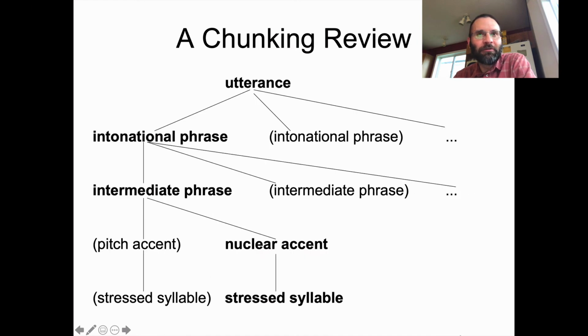Most of what I would rely on is trying to get a sense of whether or not you hear that brief pause in the middle of an utterance, to transcribe a phrase accent to go along with it, or an intermediate phrase boundary. This is what I'm calling a chunking review. This is kind of the syntax of how ToBI is supposed to work.